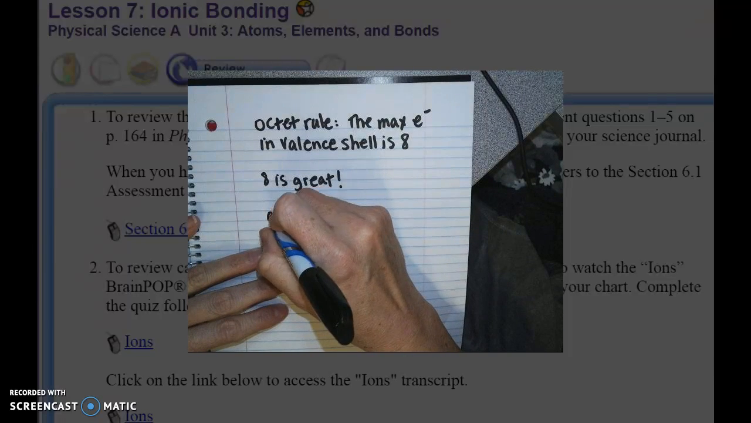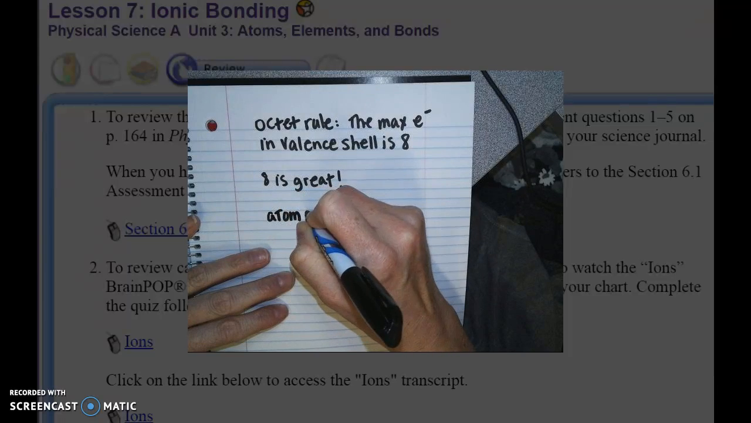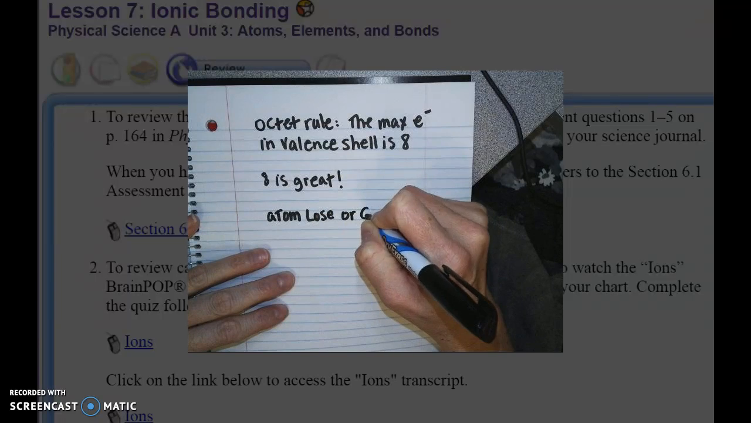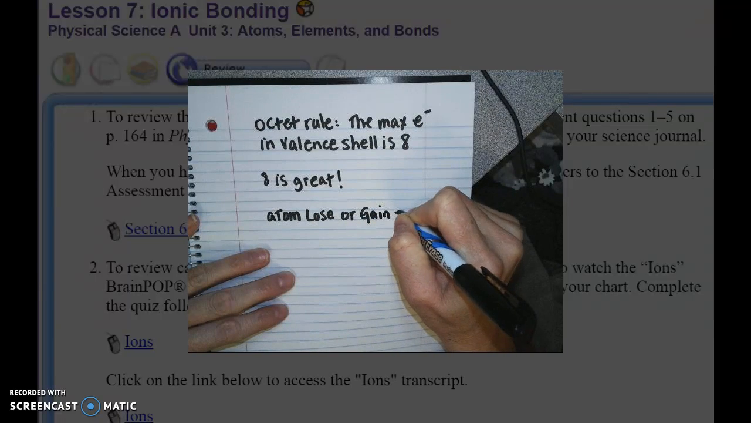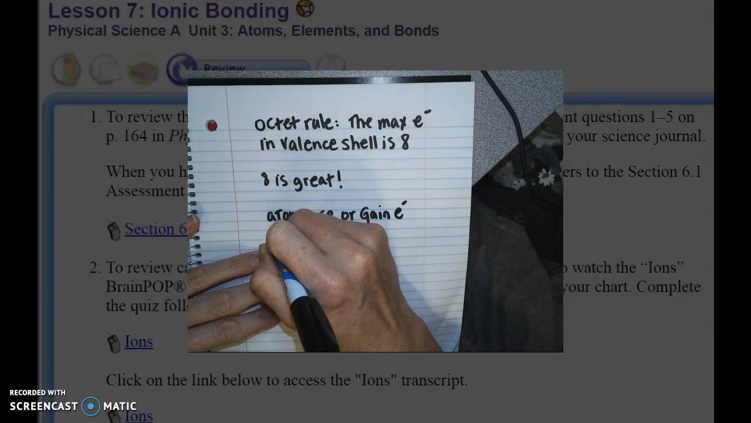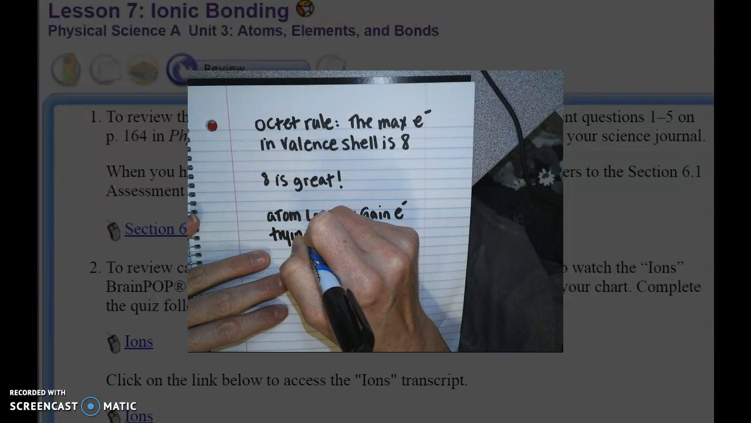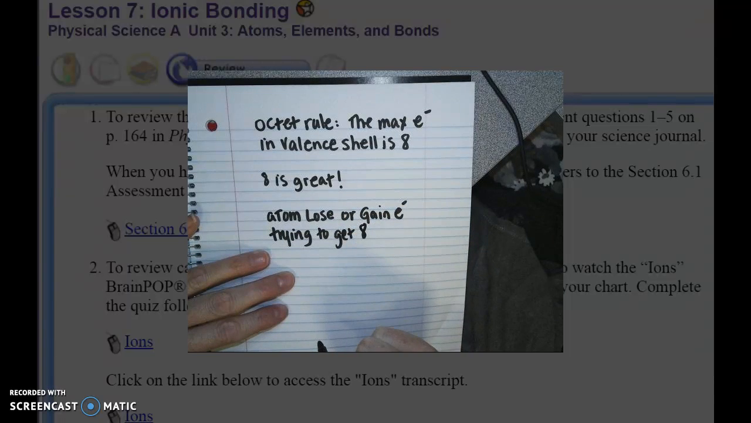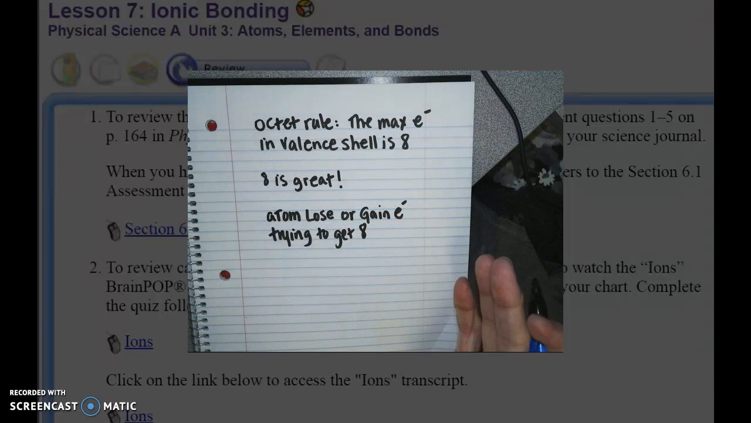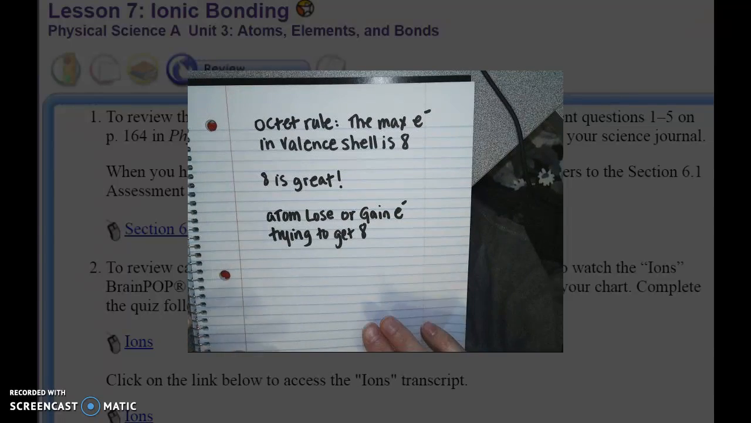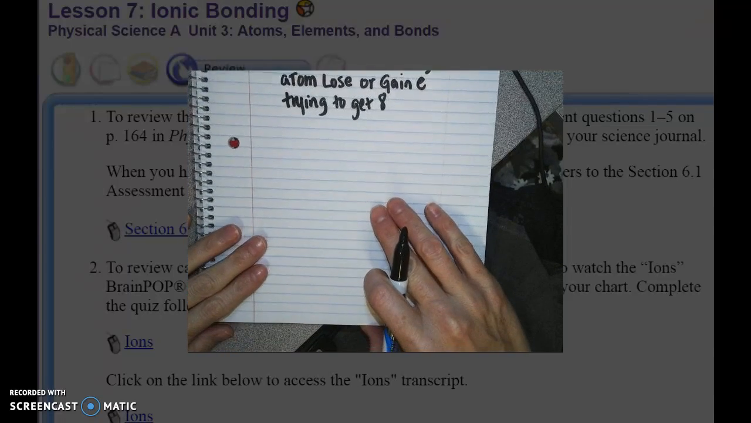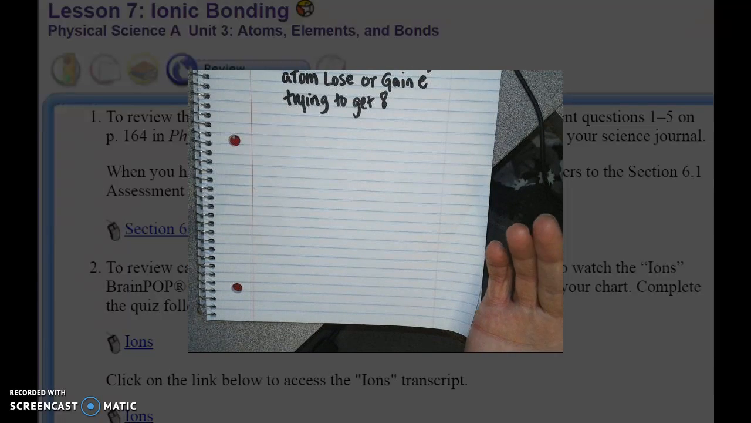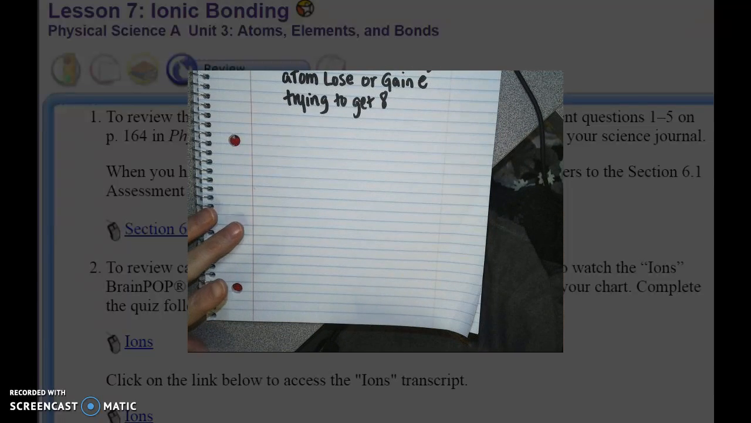So atoms lose or gain electrons trying to get 8, right? It's so stable that it is the goal of each atom, even though, obviously, they're atoms, they're not thinking, but we use words like that.